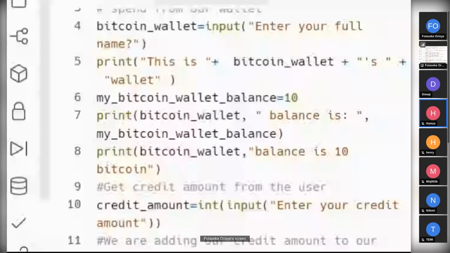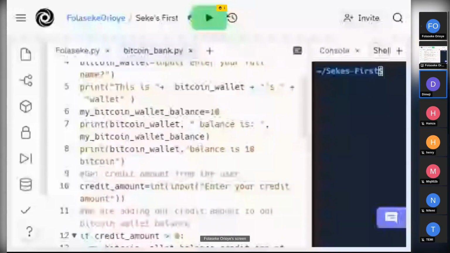Please share the screen. Folashike, can you reduce the screen, please? Your screen is too bold. Can you reduce it a bit? Folashike, are you there? I can see our network is not good either. Folashike, are you there? Can you hear me at all?